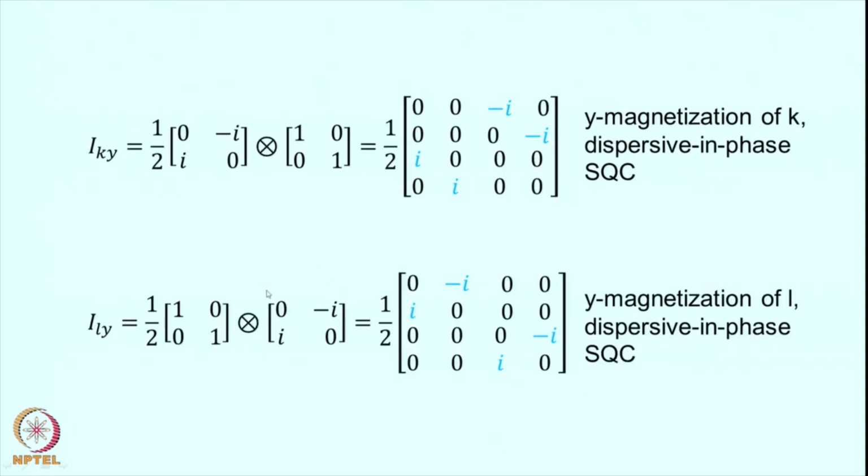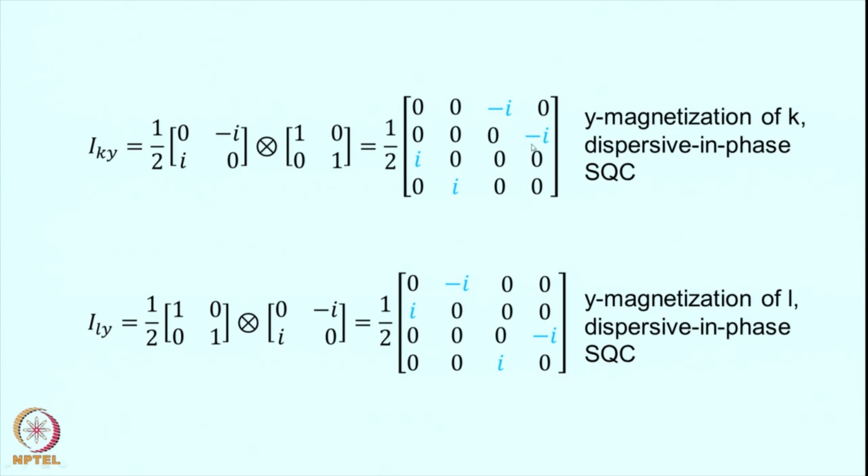Now IKY, I do the same thing. I have this KY operator here and the unit matrix here, and therefore I get the Y magnetization, the same elements except that I get here minus i, and similarly for L I get here minus i and minus i here. So this represents the L spin magnetization, this represents K magnetization. But what about this i? i means it is imaginary. So this is 90 degrees out of phase, and that we call the dispersive line shape.